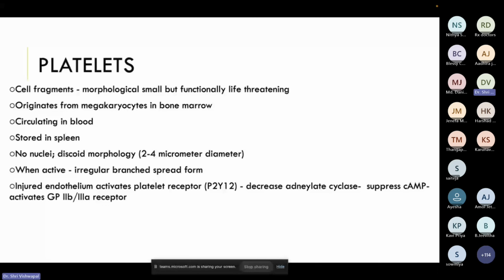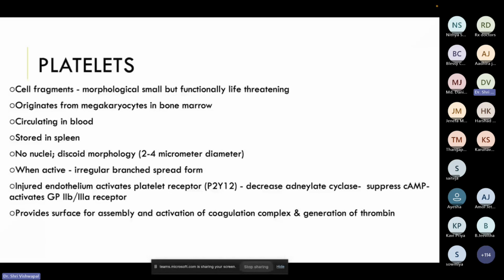It provides space for assembly and activation of the coagulation complex and generation of thrombin. So, as I said before, in the second slide regarding clotting, not only the platelet, the clotting factors are also very much important in clot formation. This platelet activates the coagulation complex, and by activating the coagulation complex, the end product is thrombin. Thrombin forms fibrin. So fibrins are the clotting agents.